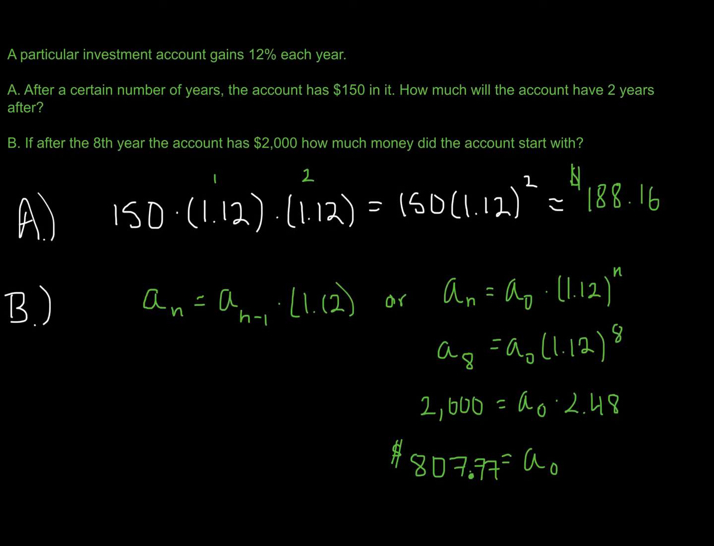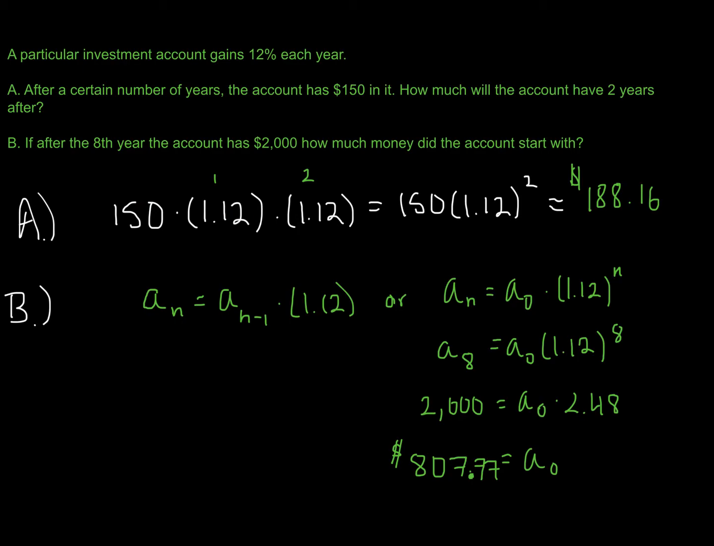Alright, so here for part A, a certain number of years have gone by and then your account has $150. How much will it have 2 years after? Well, you know that the investment account gains 12% each year. So each year you're going to multiply by 1.12. Obviously the 1 making sure that you're retaining the money in there, and the 0.12 adding the 12%.